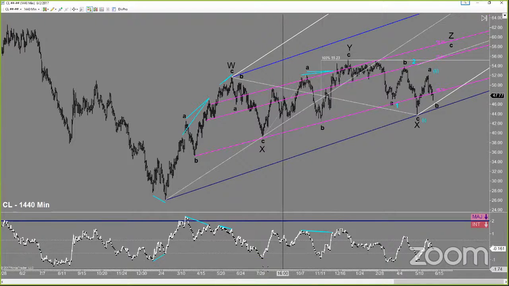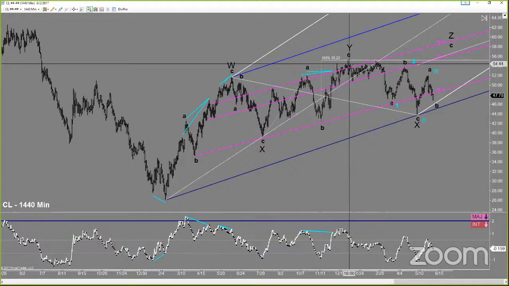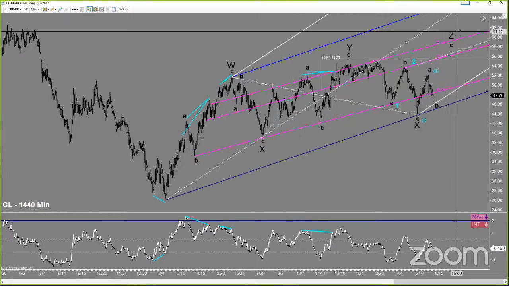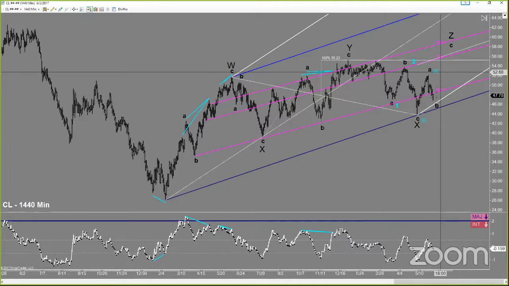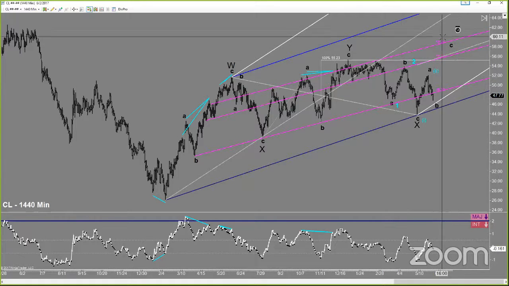And basically, it's just been kind of a mess in here. Pretty difficult to isolate the waves. So this is one possibility. Basically, it would be a 333 correction, but without getting into too much detail, it's looking like we have that final wave to make for the completed fourth wave of this entire move up.